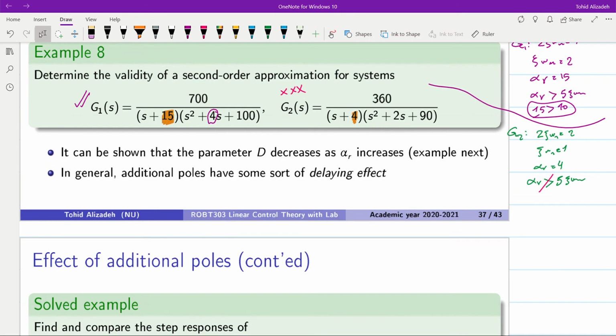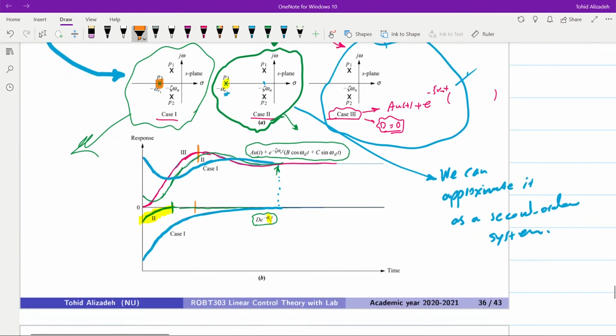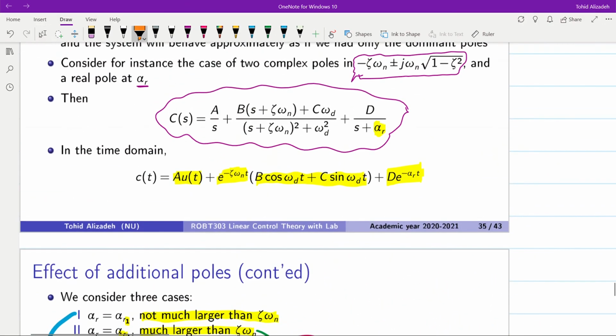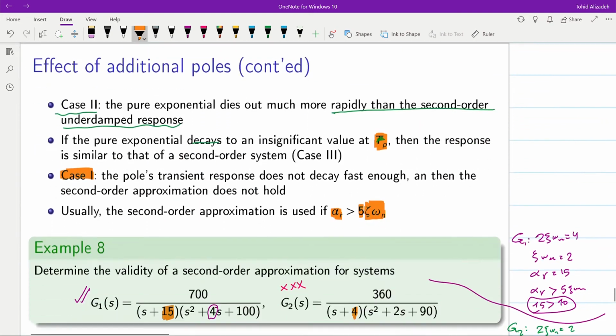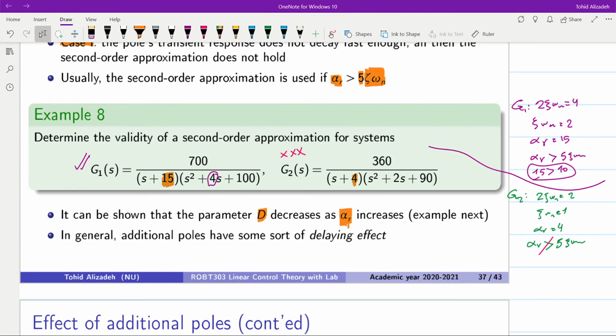Something to keep in mind is that as the value of alpha r increases, as the additional pole moves away from the origin, the value that we have for d decreases as well. So you can see it over here. d is here. As alpha r gets bigger and bigger, this d becomes smaller and smaller, and as a result, the contribution that we have from the additional pole gets smaller and smaller, so its effect becomes less.